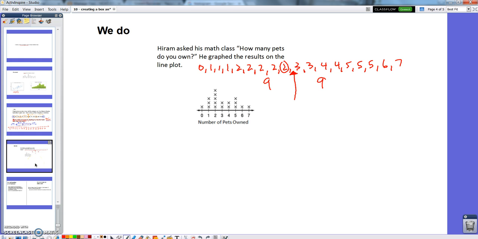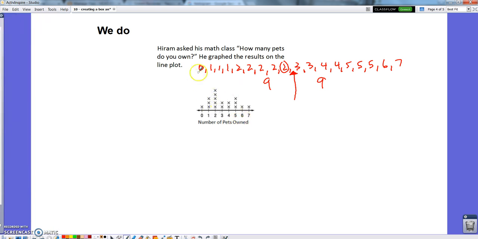Let's make one for this information. This is another problem we've already done. I put the line plot that it started with, and I also put the list of data here. So I forgot to erase mine. I guess that's how I found my median. Actually, that would be pretty helpful, but let's do it again. So Hiram asked his math class, how many pets do you own? He graphed the results on a line plot, so here's how many pets everybody had, and I already turned it into a list up there.